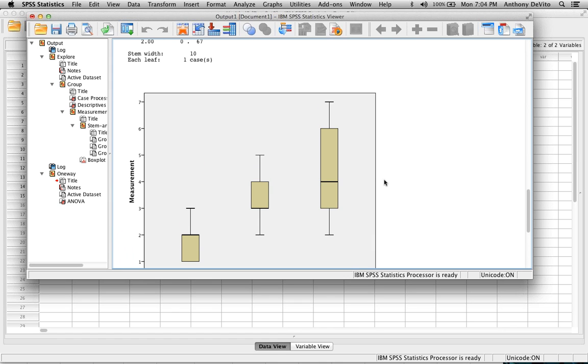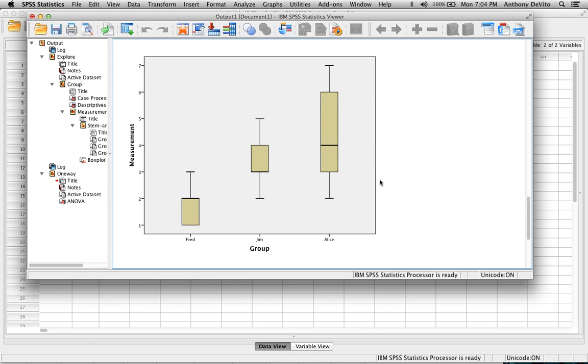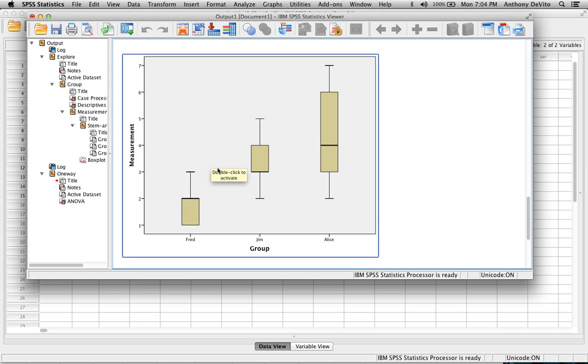We don't know. At least two of these are different, right? Since we got that result, is Alice different than Fred? It looks to me like there's a pretty good shot, based on the box plots, that Fred is different than Alice. But is Fred statistically different? Do we have enough evidence to say that Fred is also different than Jim, or that Jim is different from Alice, and so on and so forth? We need to do something.